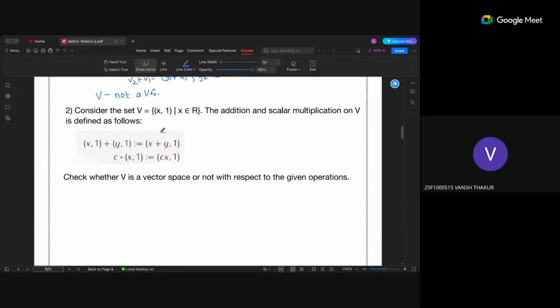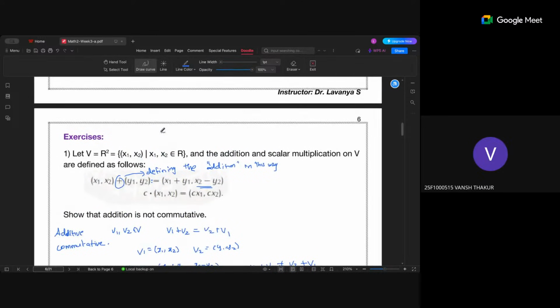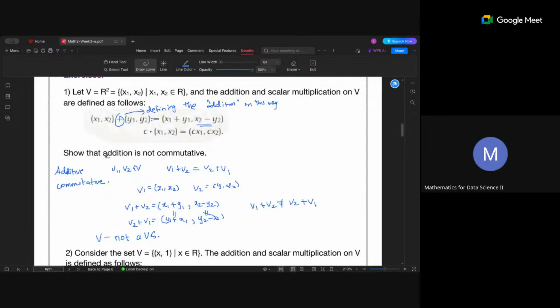So consider scalar multiplication. Oh, see, the only point here is about the additive. We have to show whether addition is commutative. So there is nothing about scalar multiplication. But here you see that the scalar multiplication is the usual one. So this is not very interesting. But the question we have answered here. We have completed the question here.